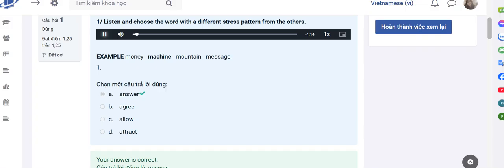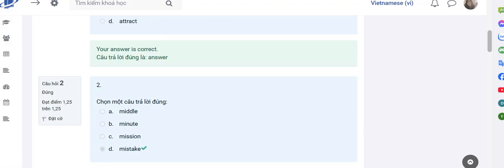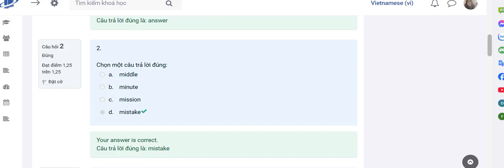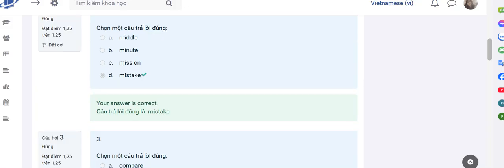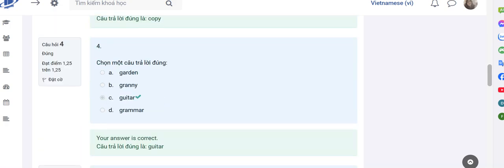Listen and choose the word with a different stress pattern from the others. Example. Money, machine, mountain, message. 1. Answer. Agree. Allow. Attract. 2. Middle, minute, mission, mistake. 3. Compare. Correct. Copy. Collect. 4. Garden, granny, guitar, grammar.